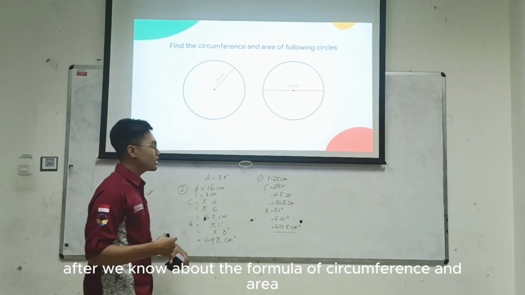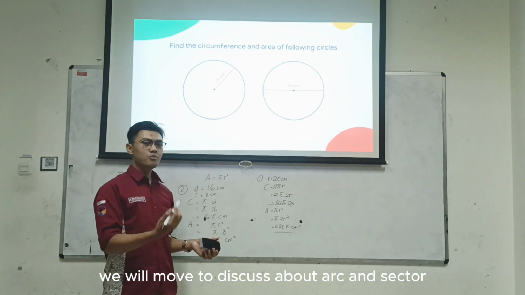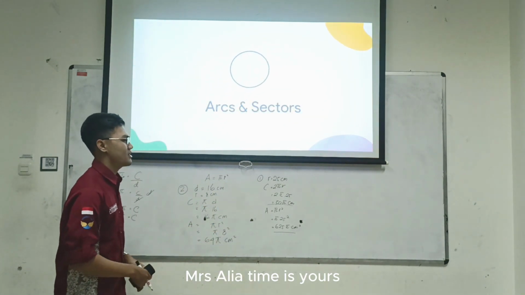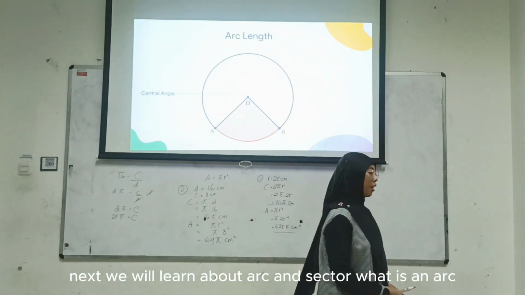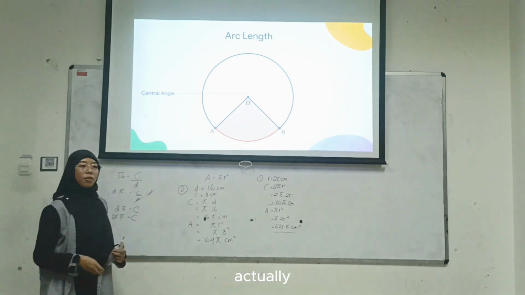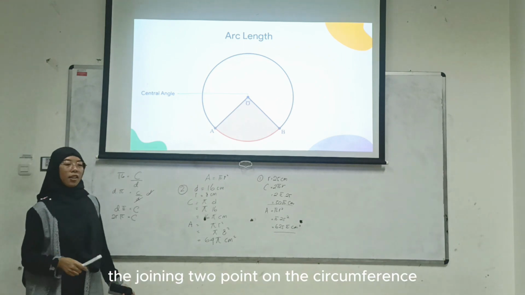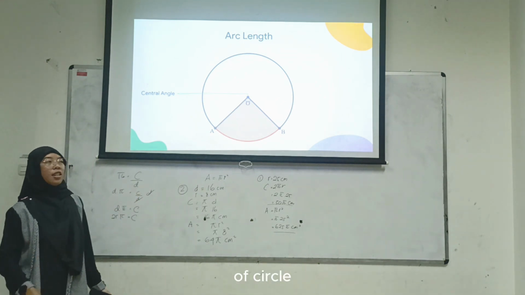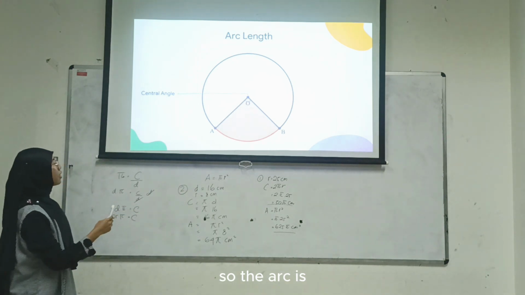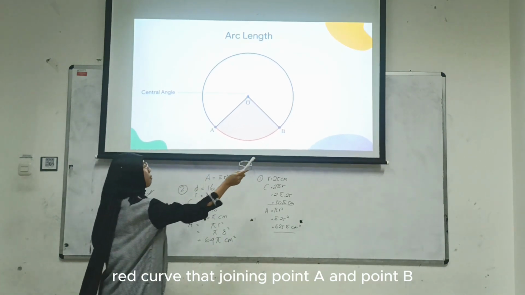Okay. So then after we know about the formula of circumference and area, we will move to discuss arc and sector. Okay, this is Alia, time is yours. Okay, next, we will learn about arc and sector. What is an arc? Actually, an arc is the curve joining two points around the circumference of a circle. So, in this picture, we have point A and point B. So, the arc is the red curve that joins point A and point B.